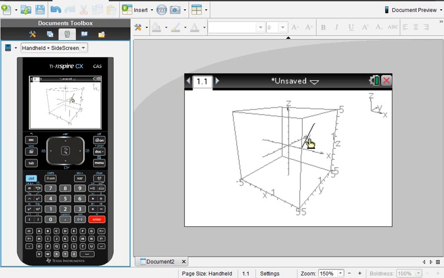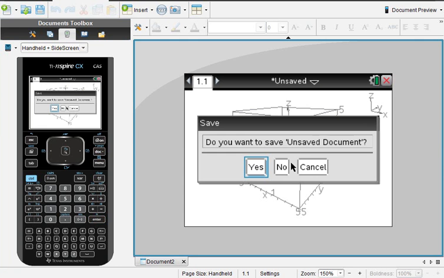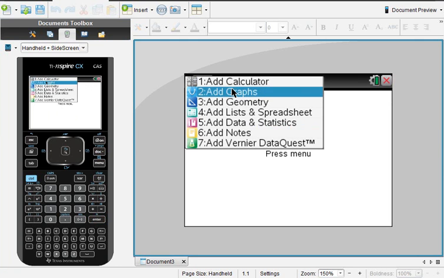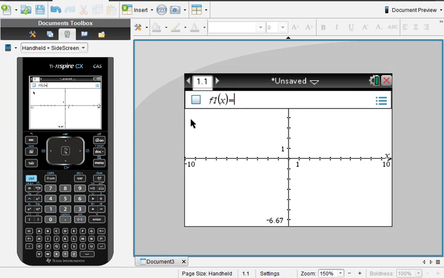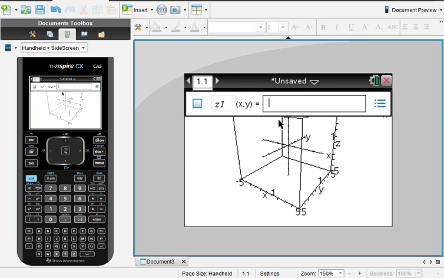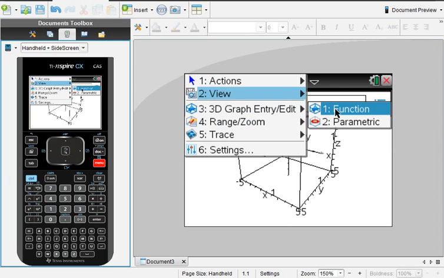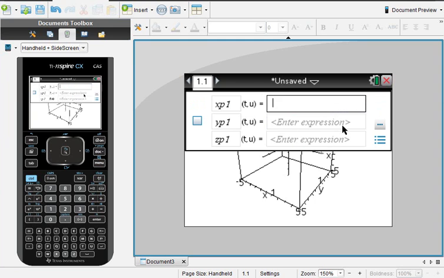Okay, what's the other one? Let's just try one more. What do you have? Cosine t, sine t, and t. So if you want, you can save that document. I don't want to save it. So open a new document and do the same thing. So we want cosine t, you said, right?